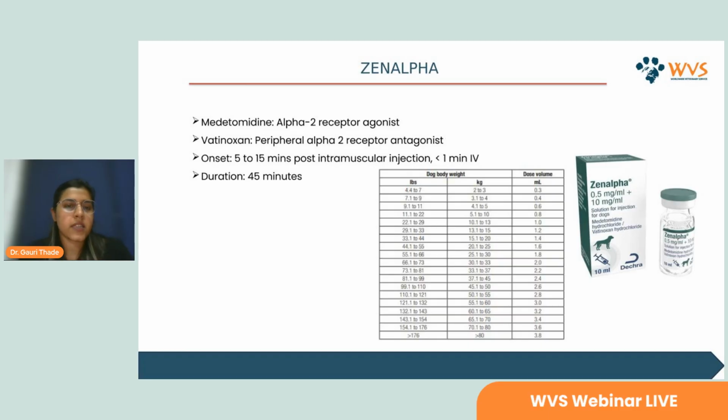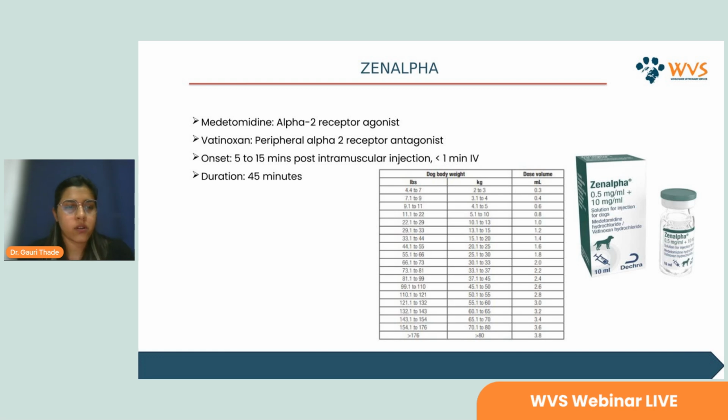Zenalpha is a combination of an alpha 2 receptor agonist, which is medetomidine, and a peripheral alpha 2 receptor antagonist, which is vatinoxan. So basically, the medetomidine acts on the central nervous system to produce your sedation and analgesia, whereas the vatinoxan acts as an alpha 2 receptor antagonist on the peripheral blood vessels to prevent severe hypertension and reflex bradycardia. So in this drug combination, even though you get the sedation and analgesia, your heart rate is still maintained at an almost normal level.